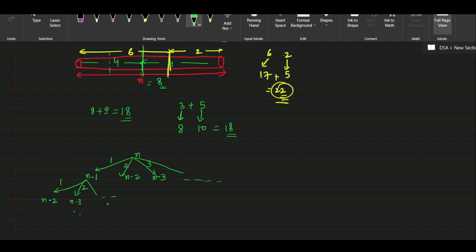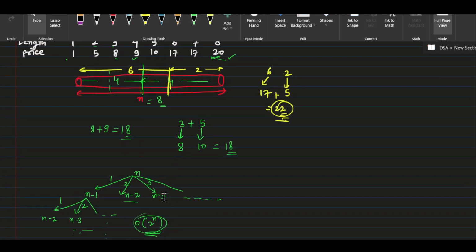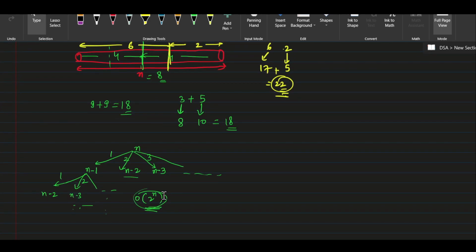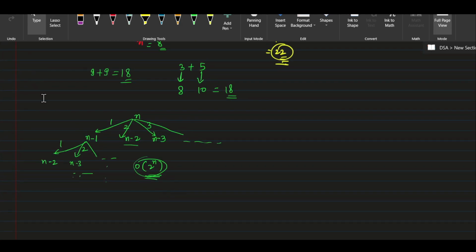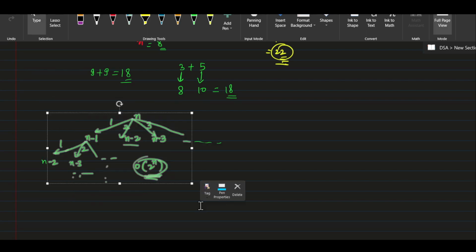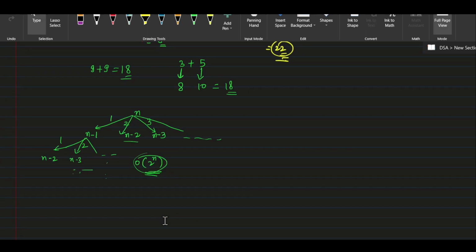So in this way, when we solve each and every problem, this will be of order 2 raised to power n. This will be exponential time complexity to solve this problem. So we want to optimize this approach. How can we solve this problem? Let's discuss the brute force approach first.